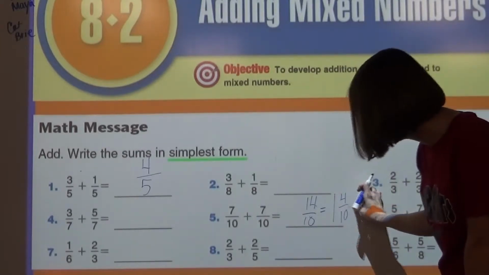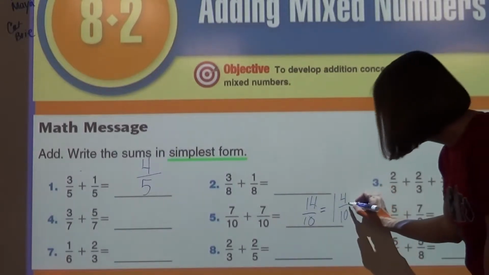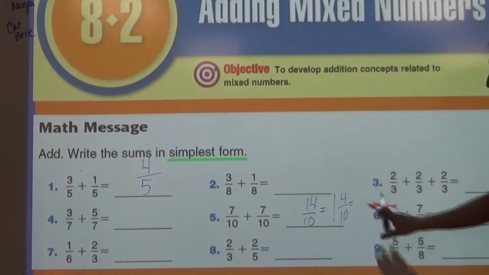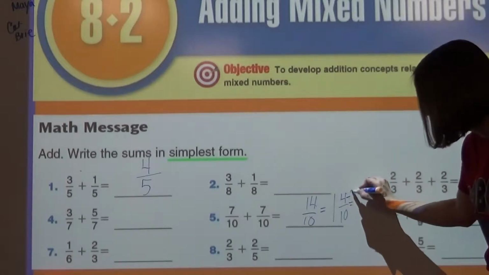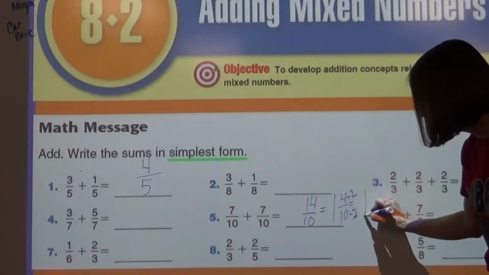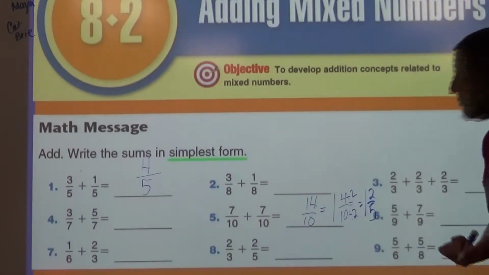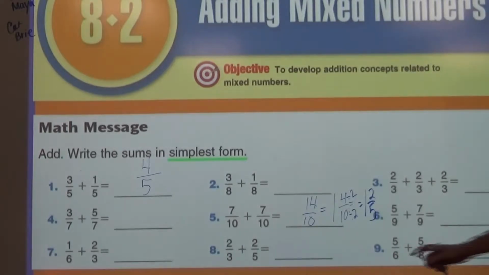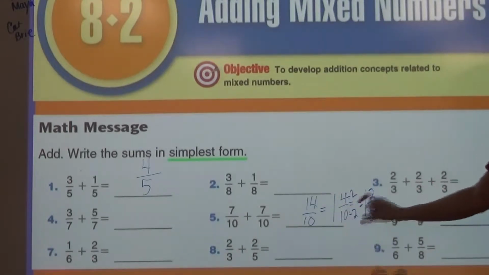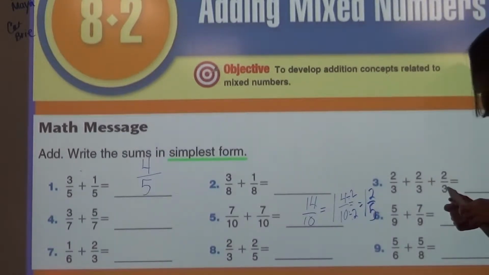And then 4/10 isn't in simplest form yet either, because I can make this into an equivalent fraction that's smaller. I can divide the top and the bottom by 2. And I would get 1 and 2/5. And that would be in simplest form. So if you can divide your numerator and your denominator down to the point where they are prime numbers, or you can't divide them down any further, then that is simplest form. Okay, let's take a look at one more.